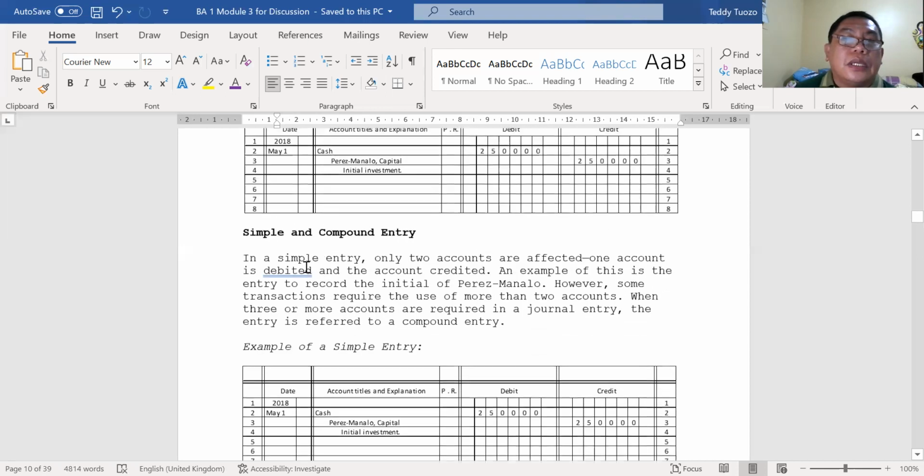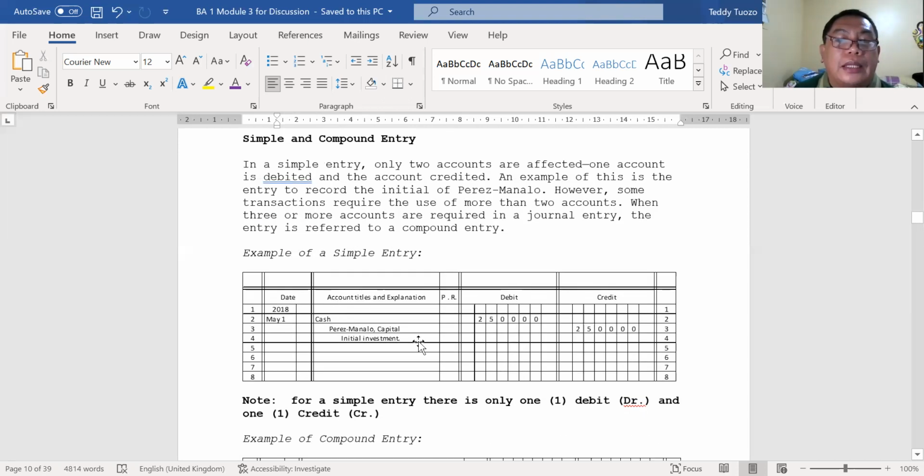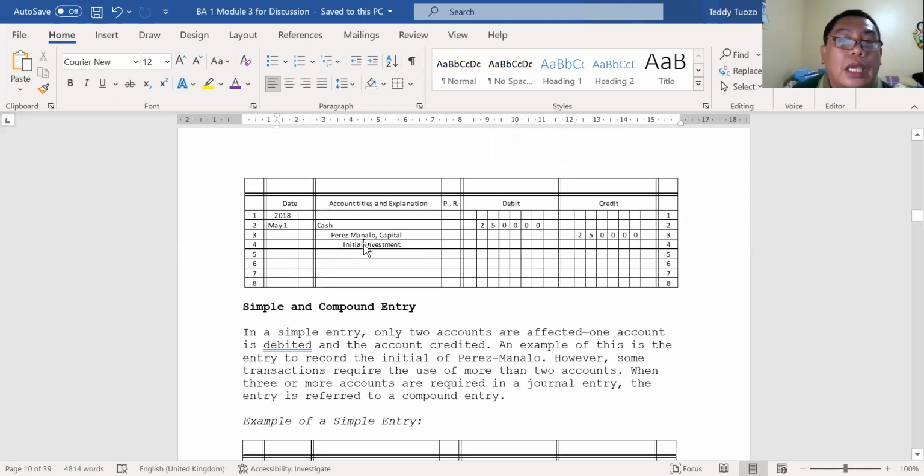Okay. So, simple and compound entry. In a simple entry, only two accounts are affected. One account is debited and the other account is credited. So this is an example of a simple entry: just one debit, one credit, then the explanation. Okay, you have here account titles and explanation, our format for the journal entry.